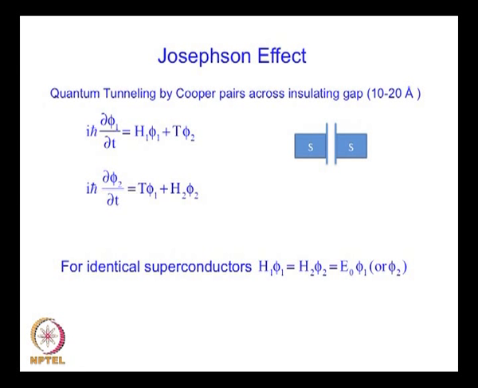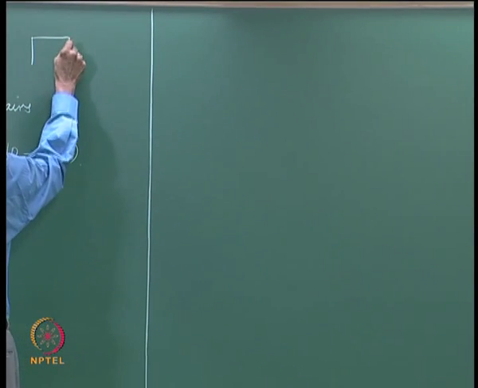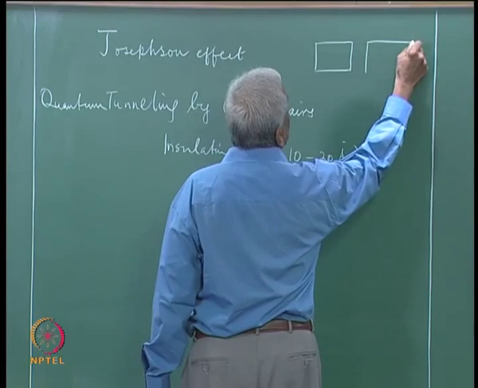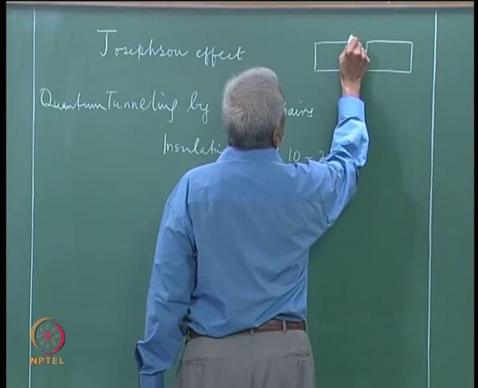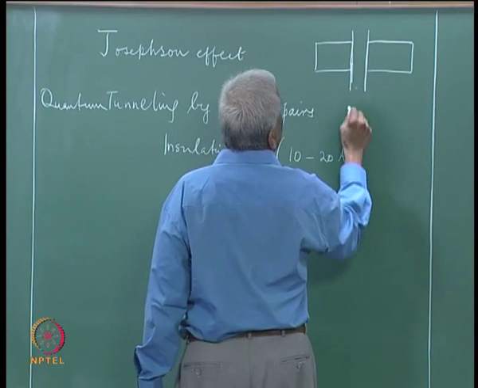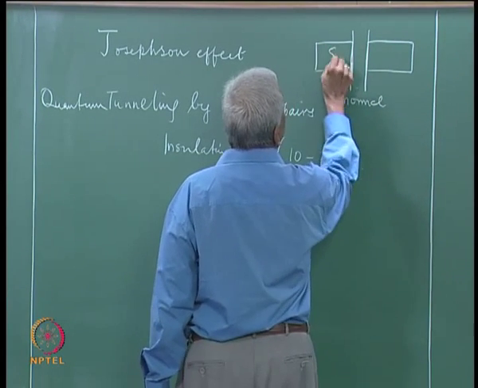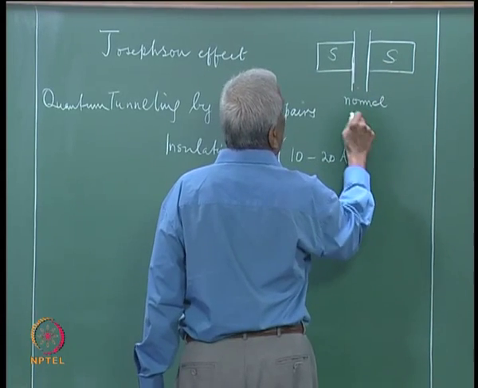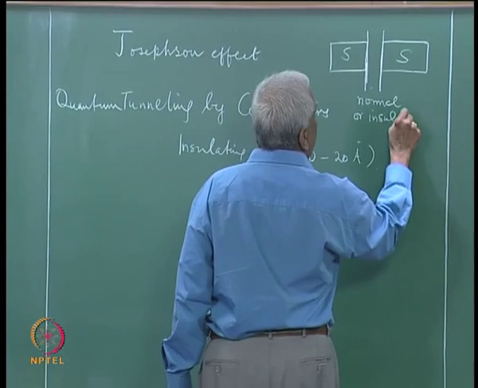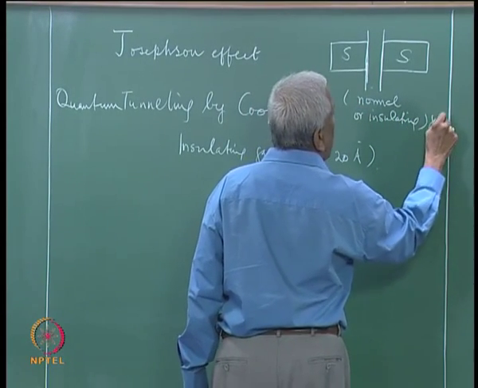So, we have a junction of superconductors, a pair of superconductors, with a gap between them, which can be normal or insulating. Gap.